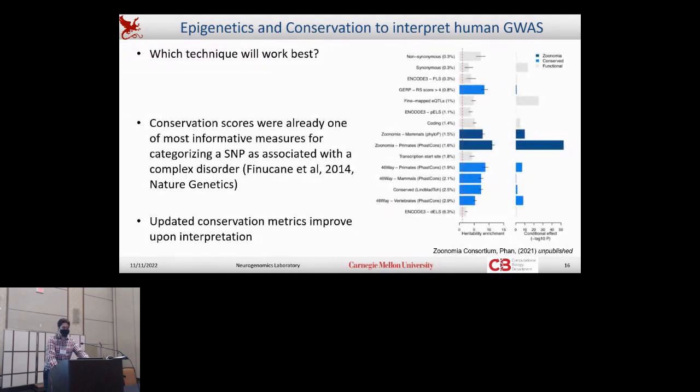And I'll say that what we observed is that when we just in general take a whole slew of genome-wide association studies and try to interpret them with different techniques, we in the consortium found that some of the evolutionary conservation metrics like PhastCons in primates and PhyloP across all placental mammals were actually more informative than some of the epigenetic annotations like ENCODE 3 or fine-mapped eQTLs from GTEx. And the Zoonomia annotations are able to improve the power of fine mapping even more.